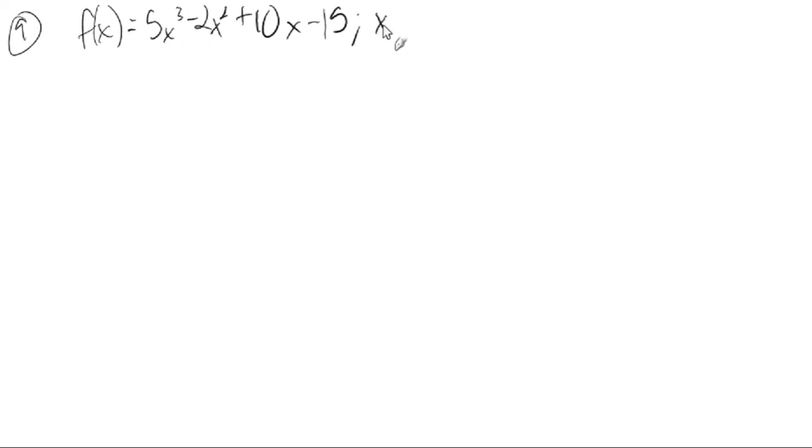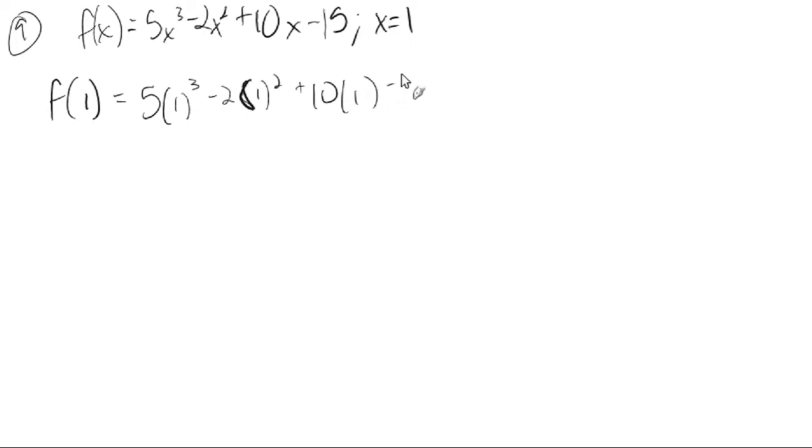Next, we'll do number 9. F of x equals 5x to the third minus 2x squared plus 10x minus 15. And by saying x equals 1, they want us to evaluate this function for x equals 1. So they want us to put a 1 in there for x. So just put a 1 in for x on this side, and we'll put a 1 in for x on this side. So we got 5 times 1 to the third, minus 2 times 1 squared, plus 10 times 1, minus 15.